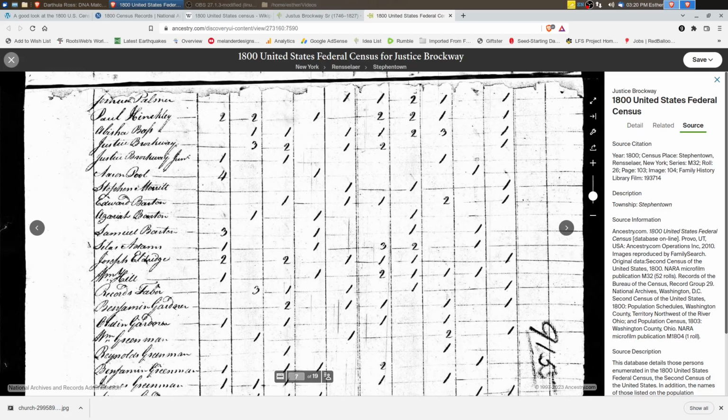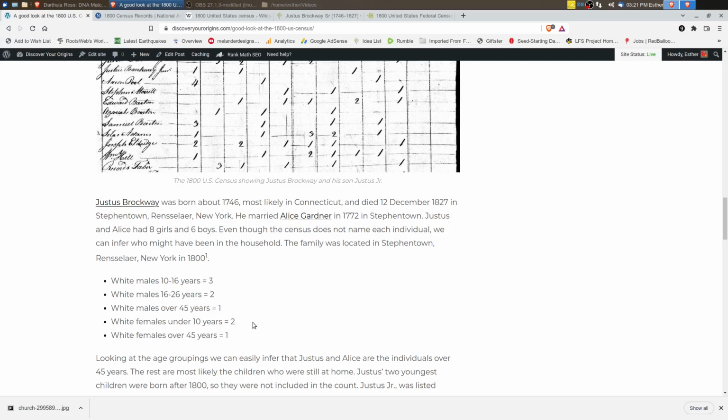So here he is, he's 1, 2, 3, fourth person down, and then we have Justus Brockway Jr. And then you can see the counts that go across, and then the same for Justus Brockway. So I already have transcribed these numbers. I'm gonna go back to my blog page where I break down these numbers. So you can see here that I wrote down the category and the numbers that went with it for each of the columns. And we're gonna look at the children a little bit closer, because there's not 14 children here.